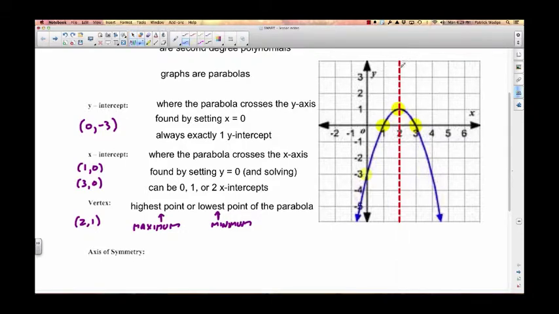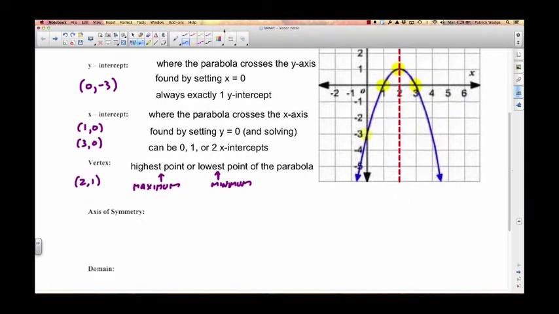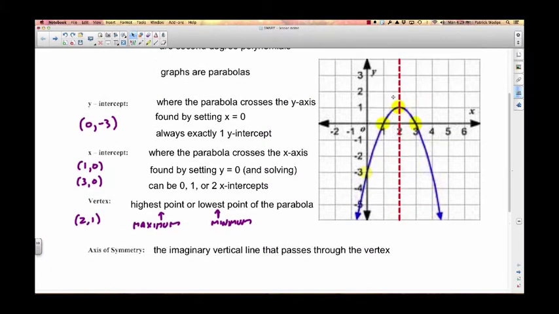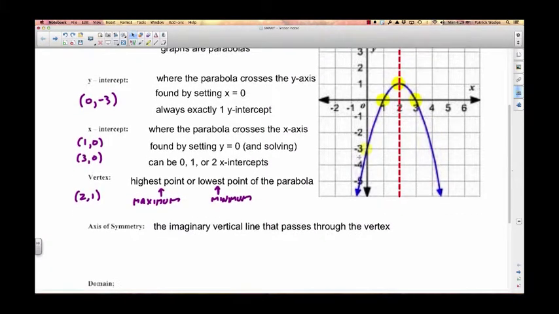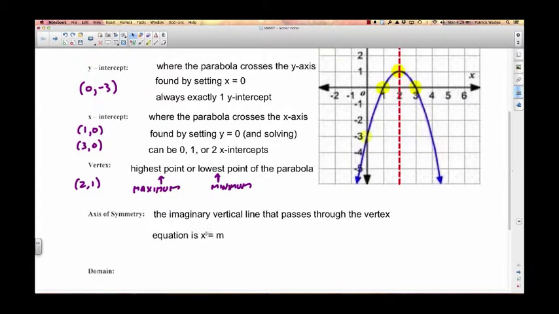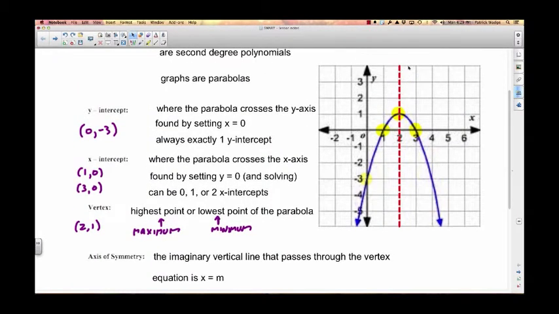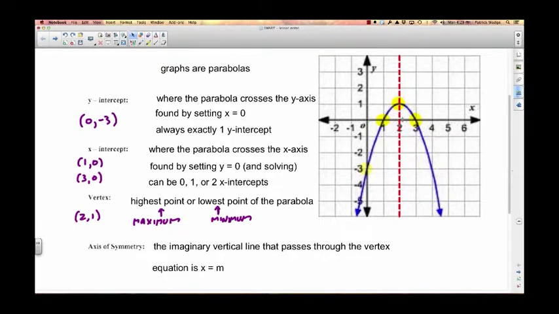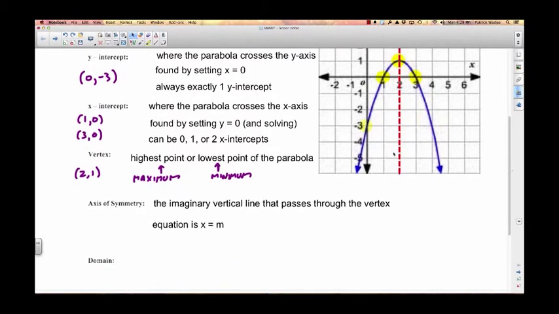You'll notice that the axis of symmetry goes right through the vertex, and that'll always be the case. So it's the imaginary vertical line that passes through the vertex. Notice it's imaginary. It's not really there. I just drew it in now. And the equation is always going to be x equals m. What am I talking about? Well, if I wanted to name this dotted line right here, how would I name that? Think of all those points: (2, 0), (2, 1), (2, 2), (2, -2), (2, -3). Oh, it's all the points that have an x value equal to 2.